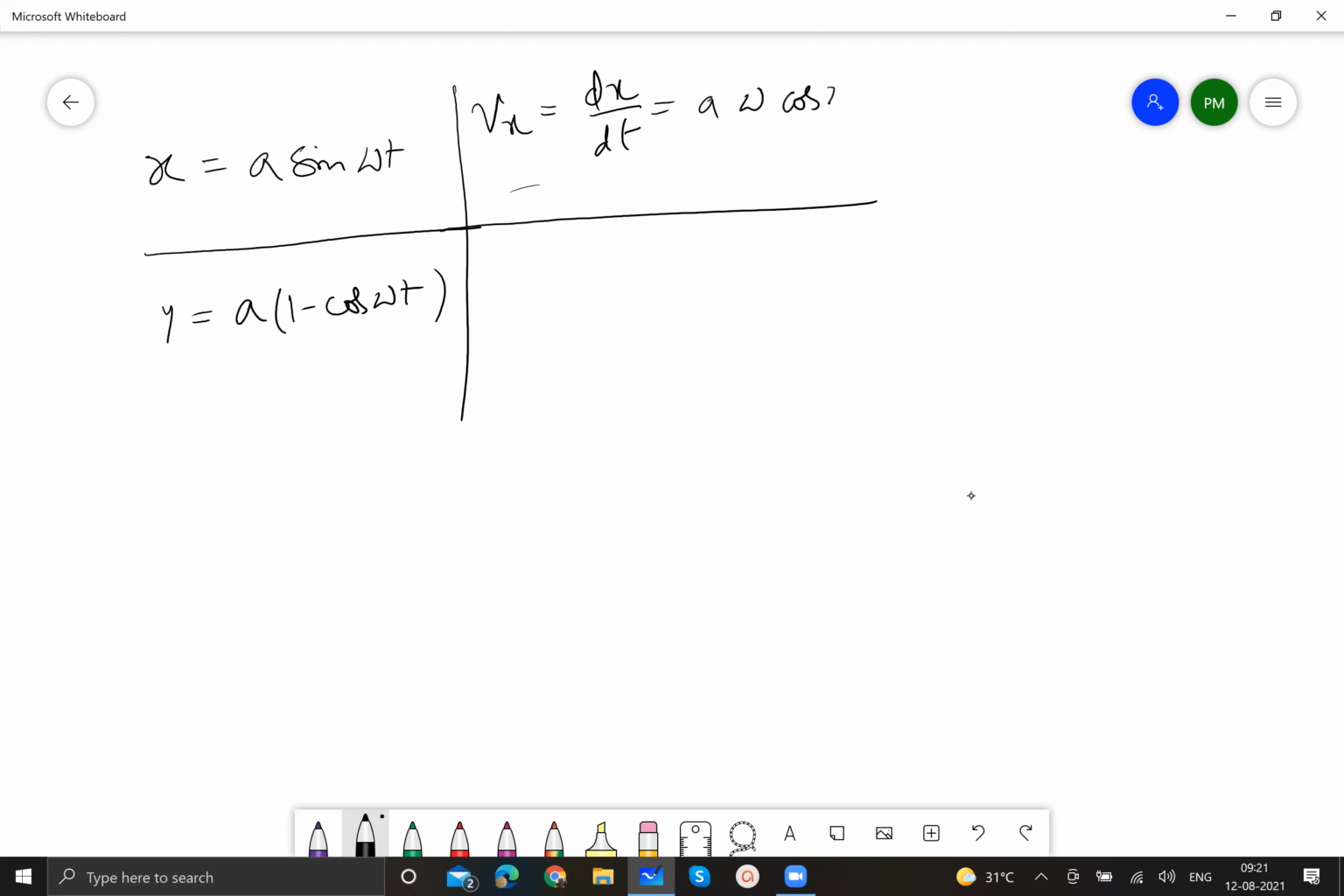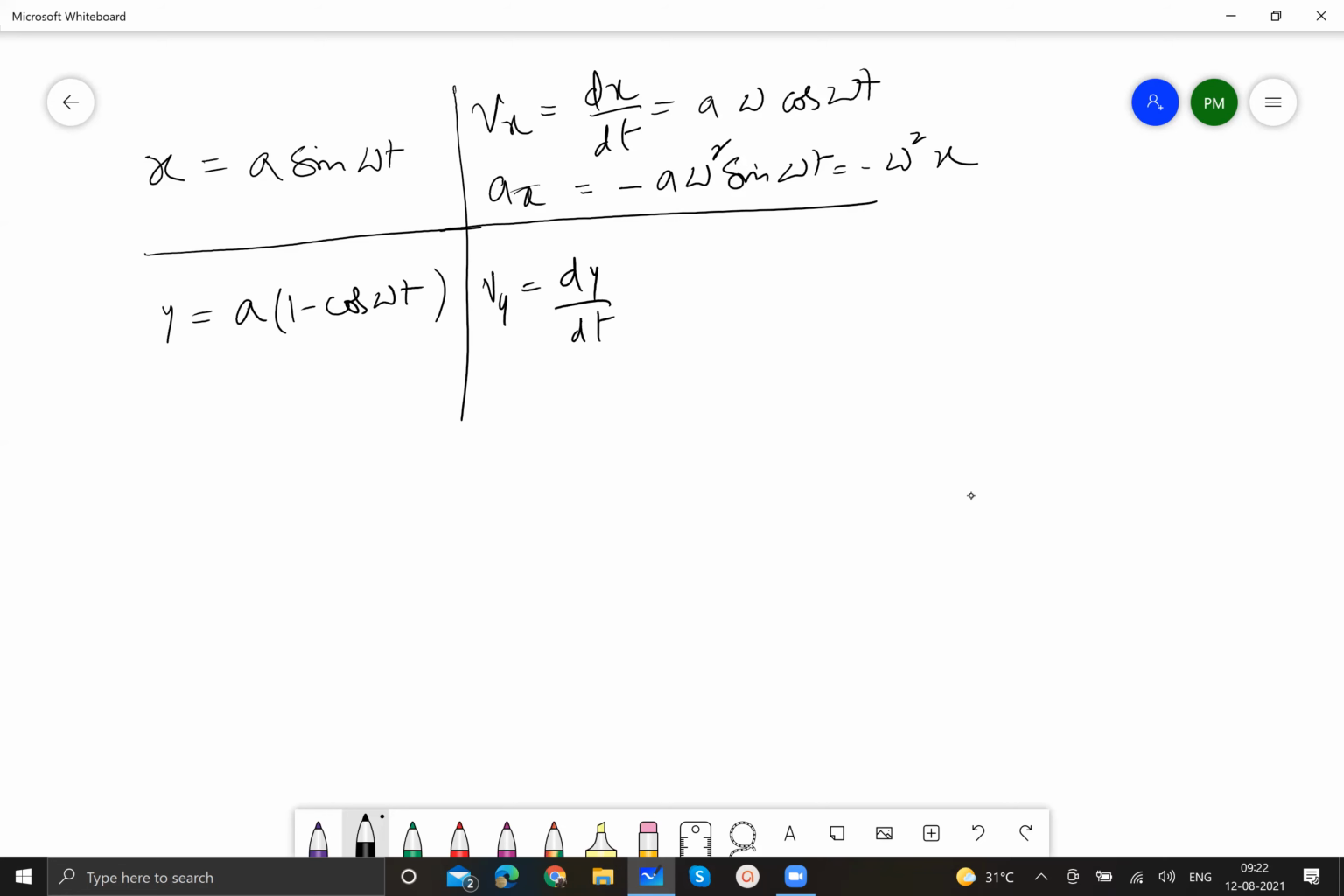Vx is a omega cos omega t. Ax, we will get a similar equation as in simple harmonic motion: minus a omega square sin omega t. You can also write it as minus omega square x, because x is a sin omega t.